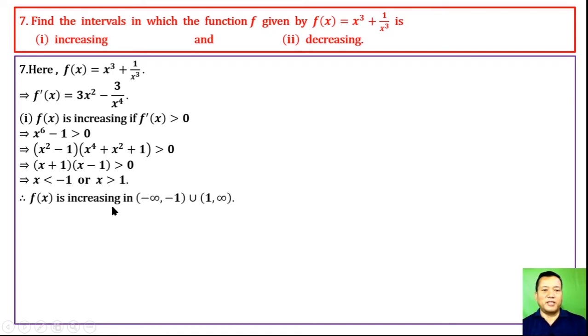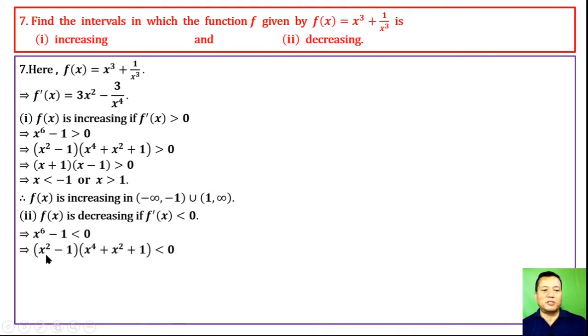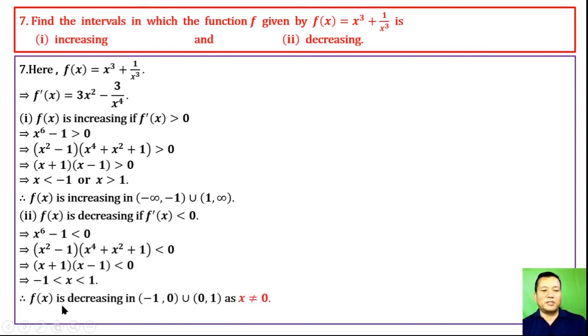Therefore f of x is increasing in the intervals (-infinity, -1) and (1, infinity). For part 2, f of x is decreasing if f dash x is less than 0, that is x power 6 minus 1 less than 0, that is, factorizing, we get this. Product of these two factors less than 0, that is x will be lying between -1 and 1. Therefore f of x is decreasing in (-1, 0) union (0, 1), as x cannot be -1, x cannot be 0.